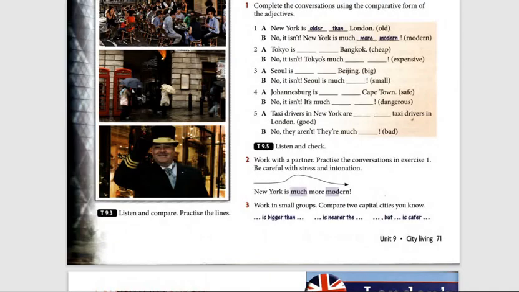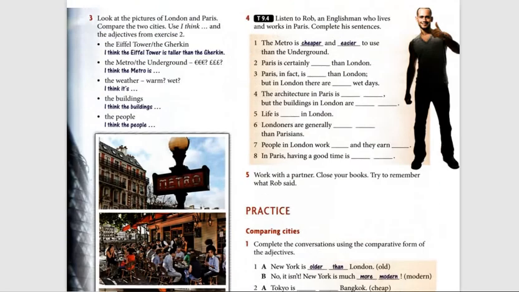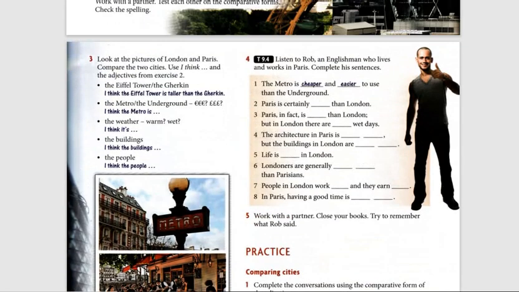Tape script 9.3. One: The Eiffel Tower is taller than the Gherkin. Two: The underground's more expensive than the metro. Three: Paris is warmer than London. Four: Paris is wetter than London. Five: I think the buildings in Paris are more beautiful. Six: I think the people in London are nicer.